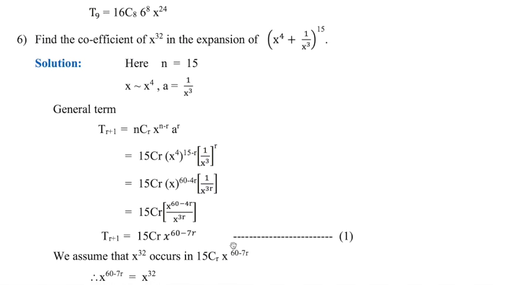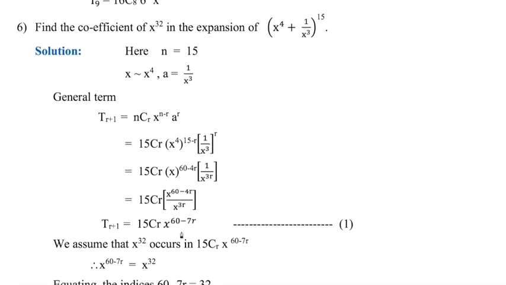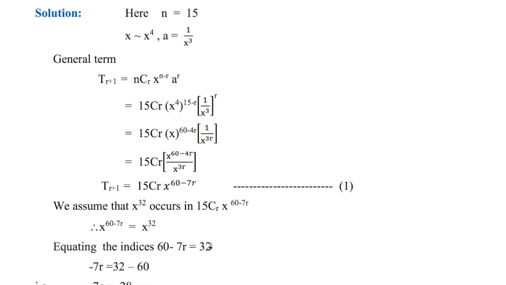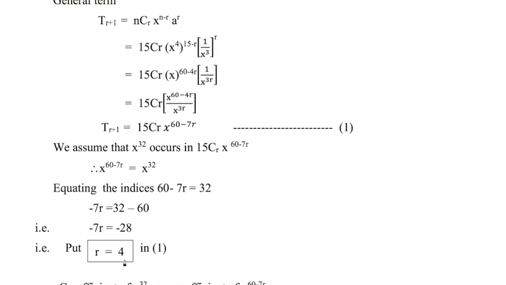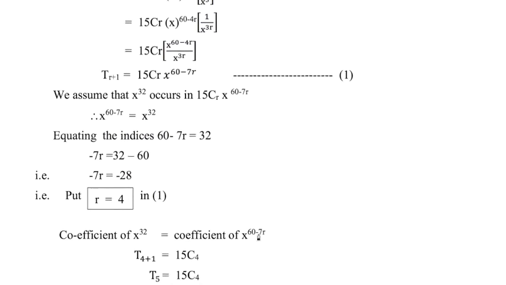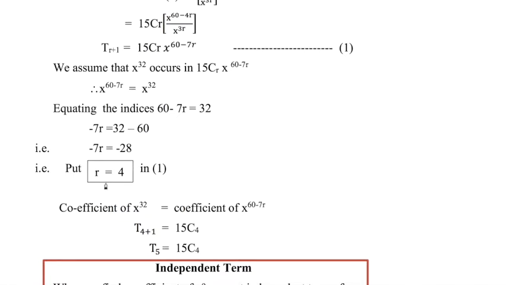What you want is the coefficient of x power 32. So 60 minus 7r must be equal to 32. Then what is the value of r? r equal to 4. r equal to 4 means the fifth term, right? So the fifth term means 15Cr, that is 15C4.